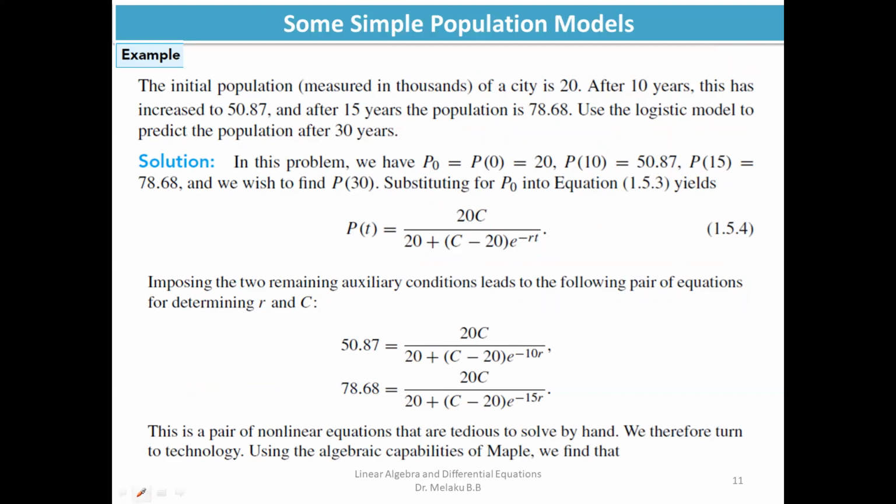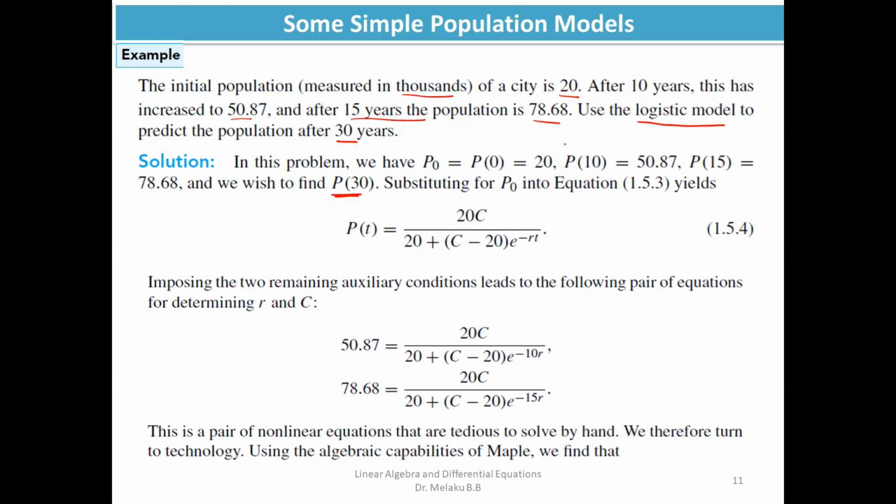Okay, we have here an additional example. It says the initial population, which is measured in thousands, of a city is 20, which means 20,000. Then after 10 years, this has increased to 50.87 thousand, and after 15 years, the population is 78.68. Now the question is, use the logistic model to predict the population after 30 years. So we have P at 0 is 20,000, P at 10 years is 50.87, P at 15 years is 78.68.